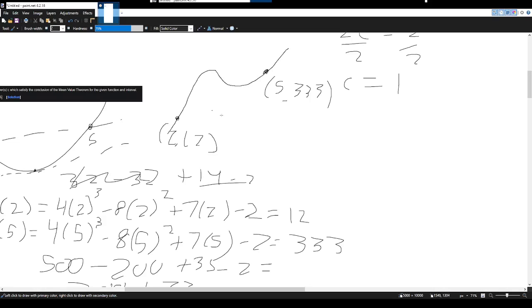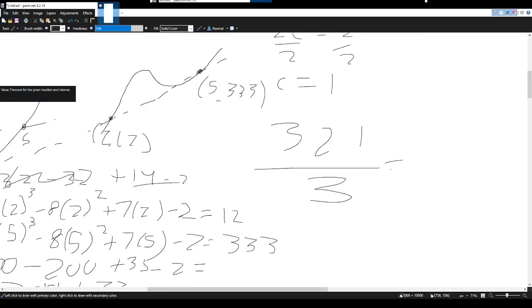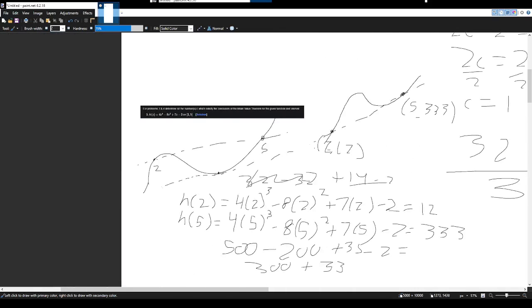So, we would do rise over run, right? Because we're trying to get the slope of this straight line. So the rise goes from 12 to 333, which would be 333 minus 12. So it would be 321 over the run, which is 3, which equals what? 107, I guess.